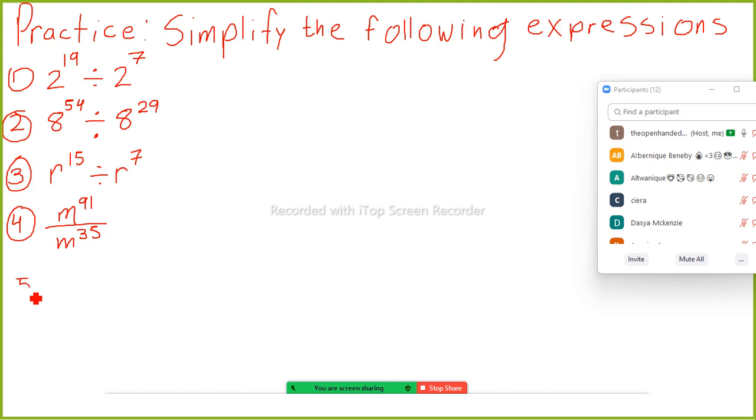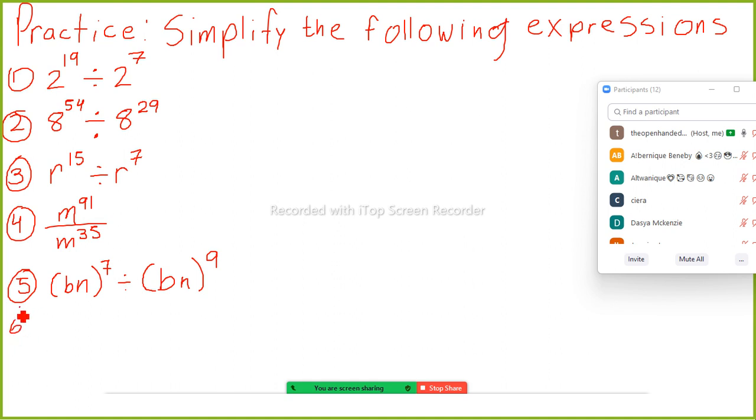And what if we have, say, bn to the power of 7 divided by bn to the power of 9.